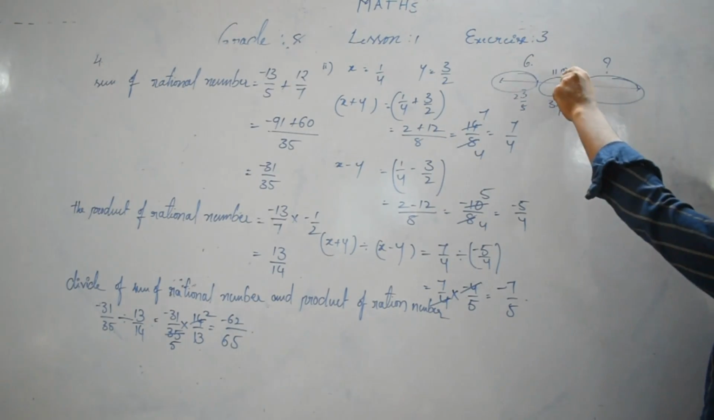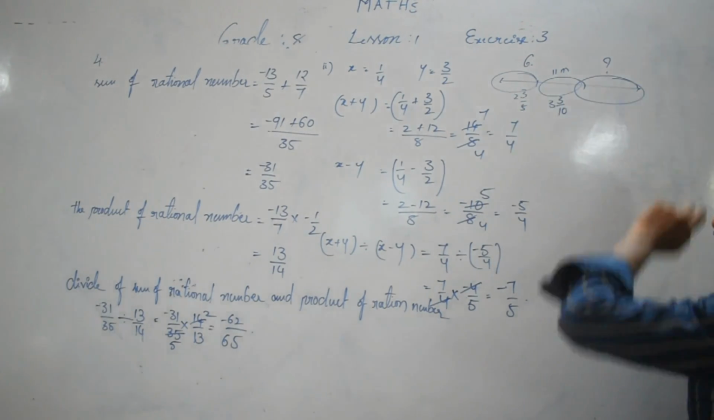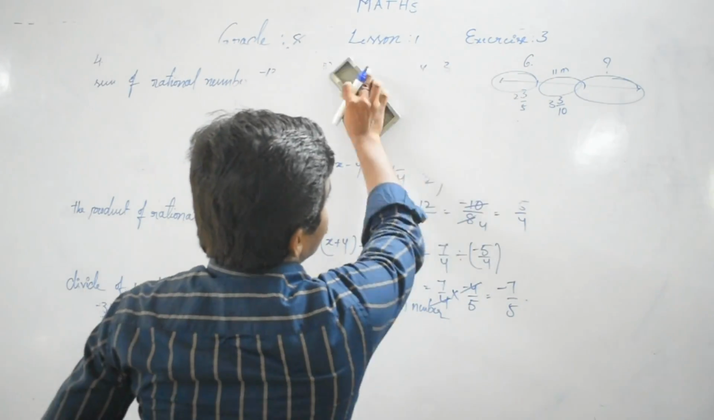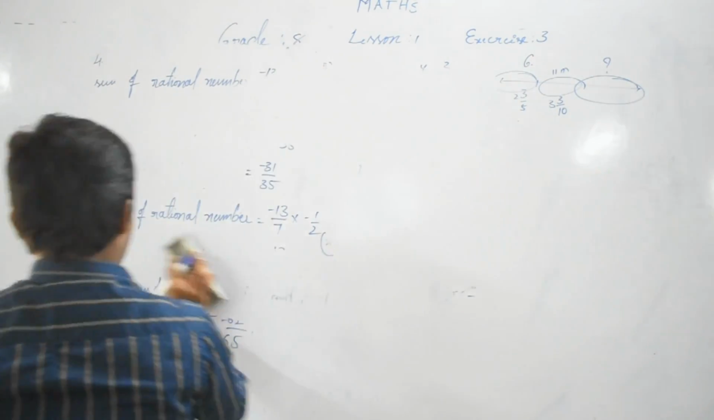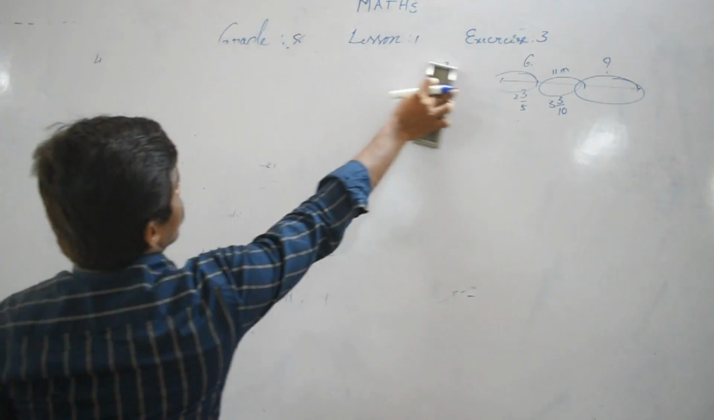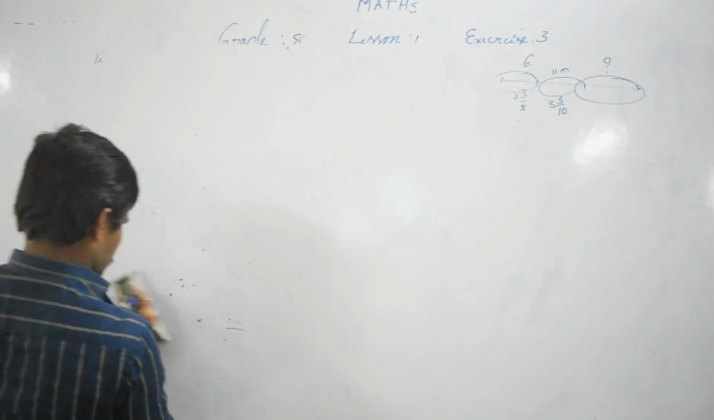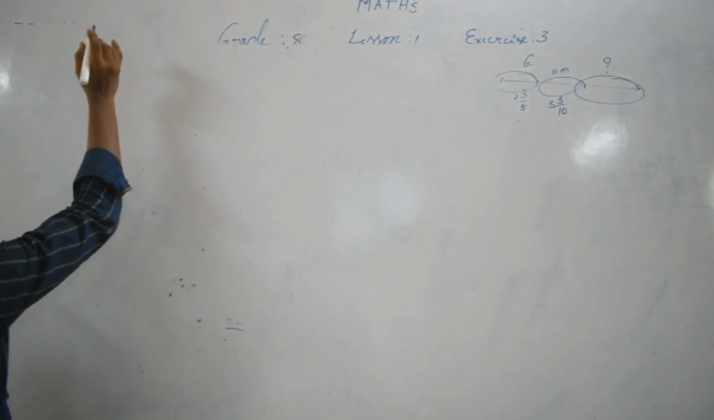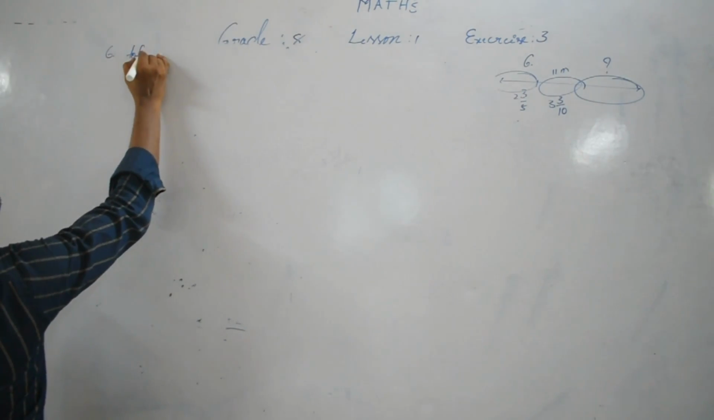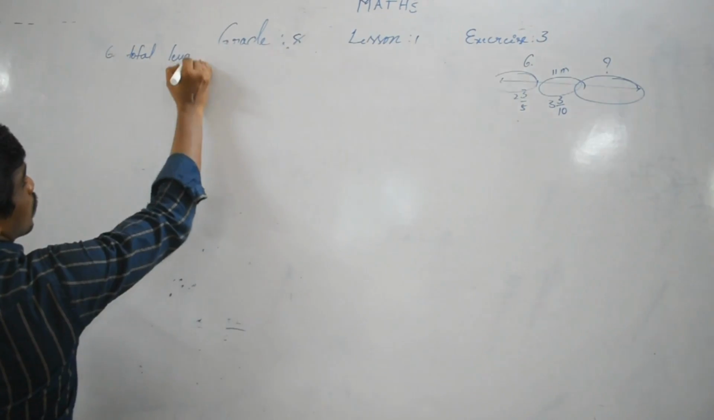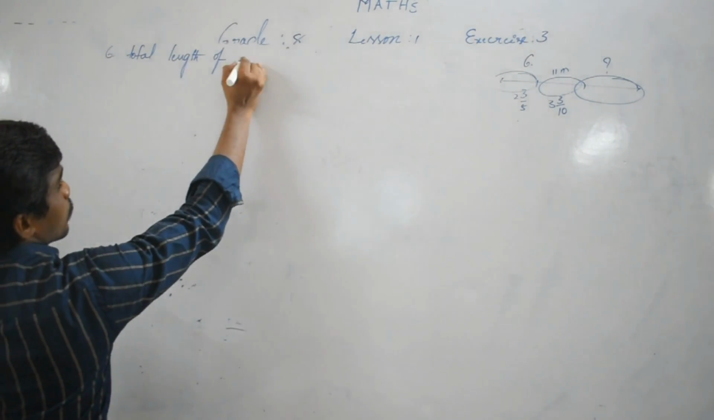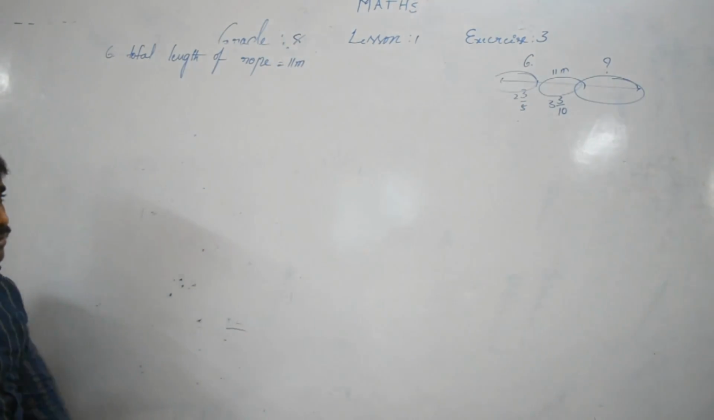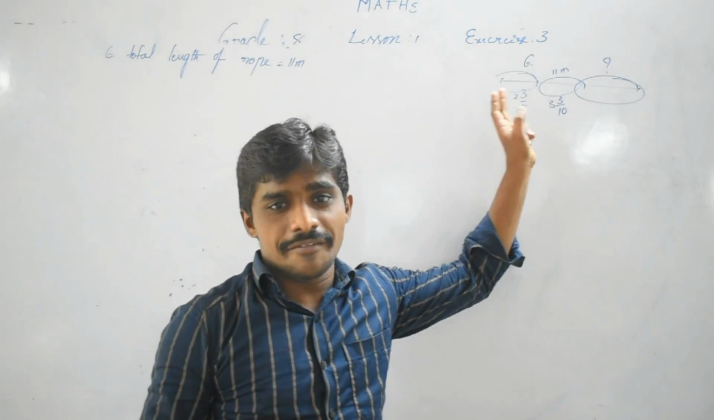These sum subtract from this one, we will get this answer. So here, sixth one, total length of rope. How much? 11 meters long. Clear? Total length of the rope is 11 meters.